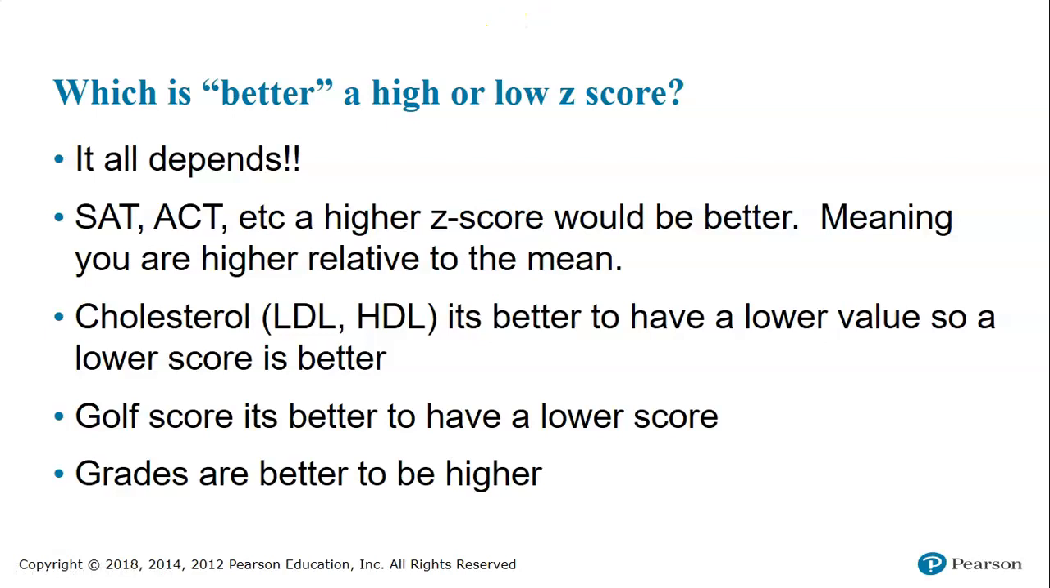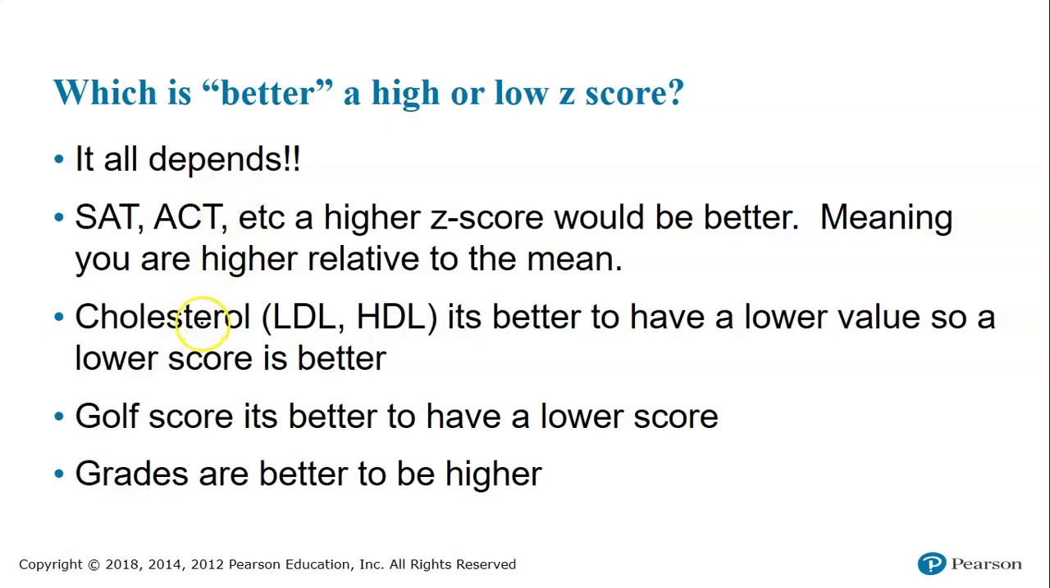Okay, a lot of times you have questions on your homework about which one is better, a high or a low z-score, and there's no one answer for that. It all depends on the context of the problem. So if the problem is comparing like SAT versus ACT scores, then a higher score is going to be better in those cases because you want to achieve a higher SAT score or a higher ACT score. So you would want a higher z-score to be the better one relative to the two.